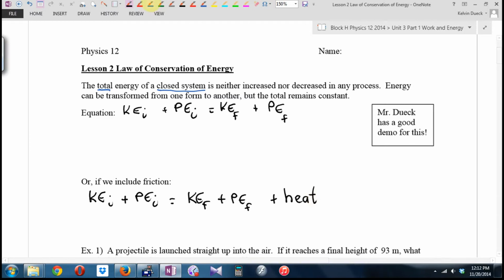There's another way to think about this. If you wanted to, you could get the KEs to one side and the PEs to the other side in this equation. You could actually say PE initial minus PE final equals KE final minus KE initial. I moved the KE initial to the right and the PE final to the left.